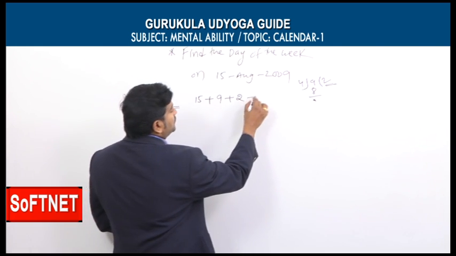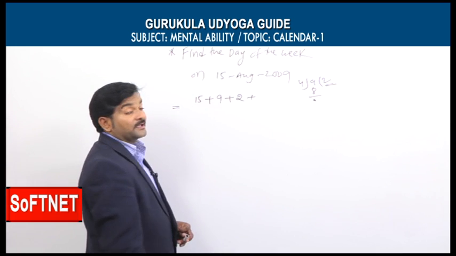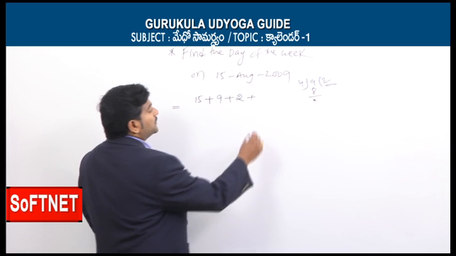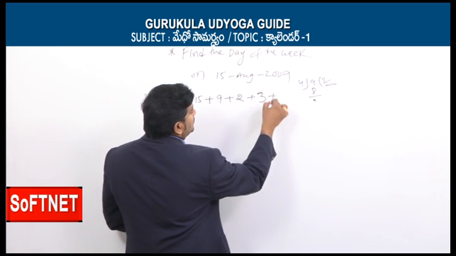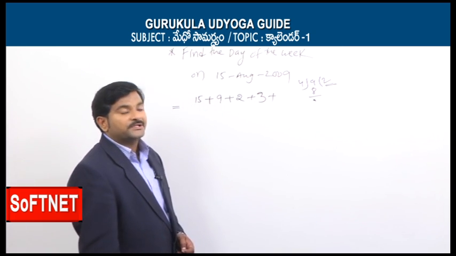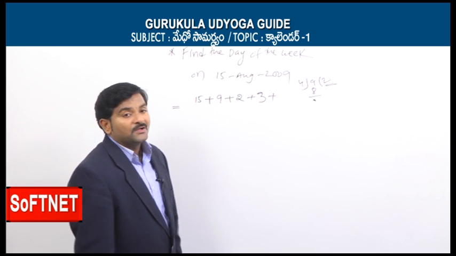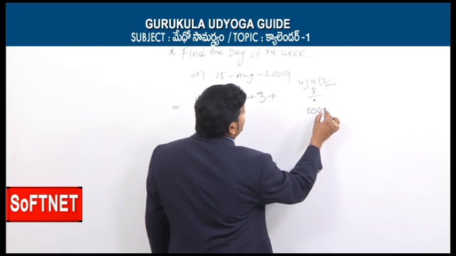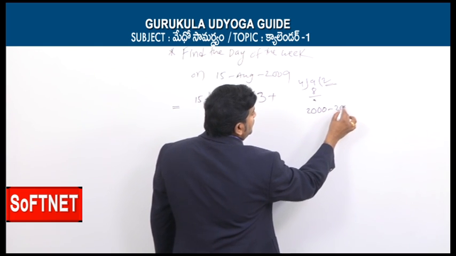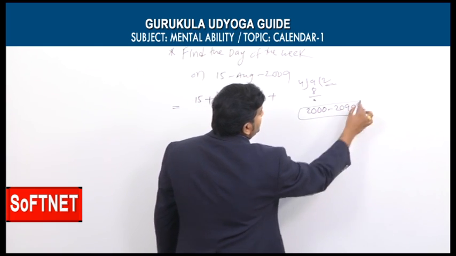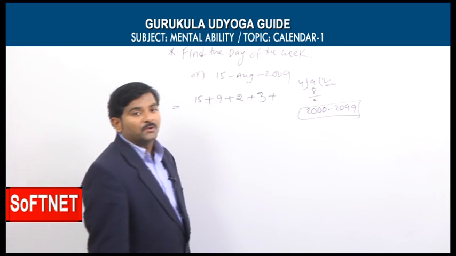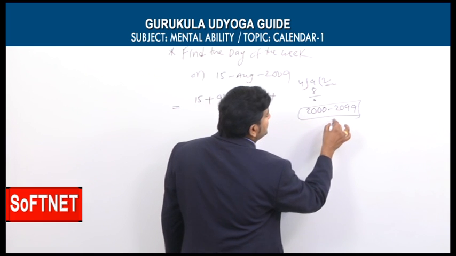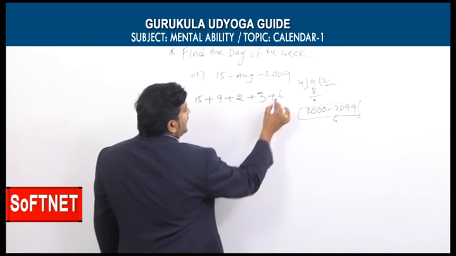Next, month code. Yes, it is August. Just now I told you, what is the August month code? According to the list, the August month code is equal to 3. Now the century code. What is the given year? 2009. If you focus on this, the year 2009 lies between 2000 to 2099. That's why what is the code for this century? 6. So simply I am taking 6.